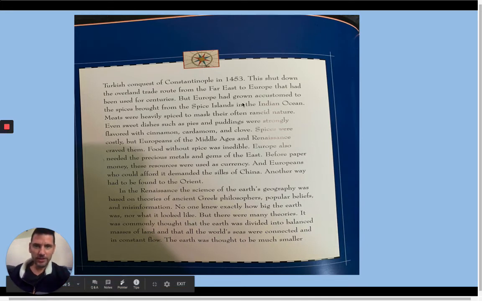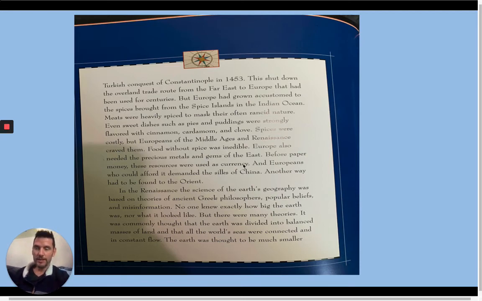A couple words in here that we might need some clarity on. Let's see, currency right here. Currency, that's another term for money, what people used to buy things. The other one, when we're talking about the Orient, we're talking about East Asia, in particular China. A philosopher here. Philosophers, it's a fancy way of saying a thinker. Next page.